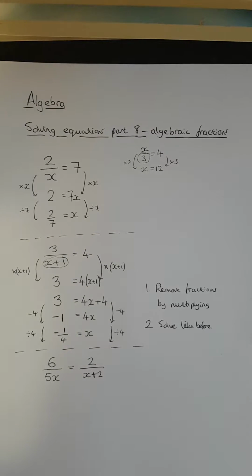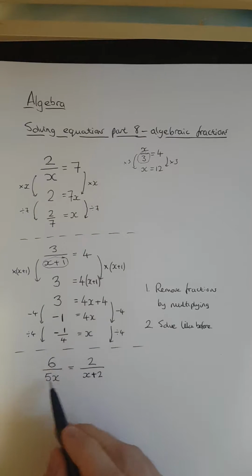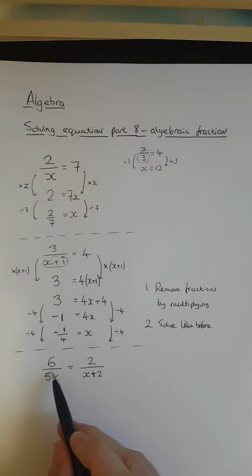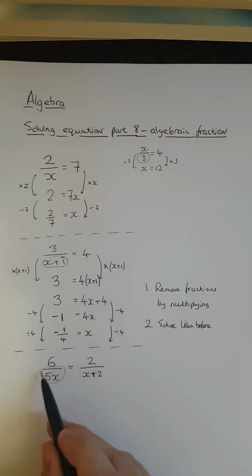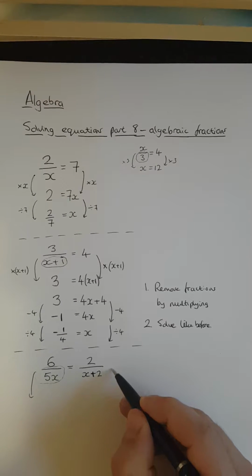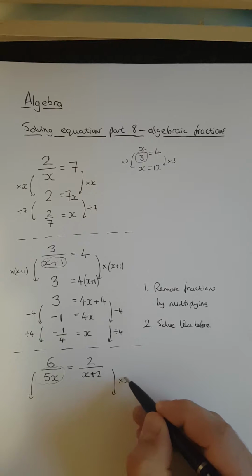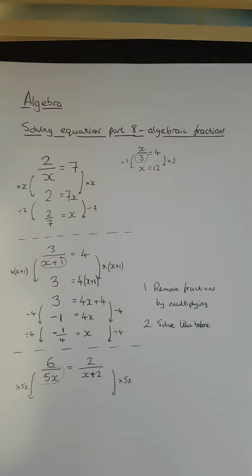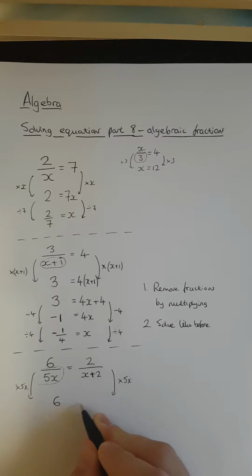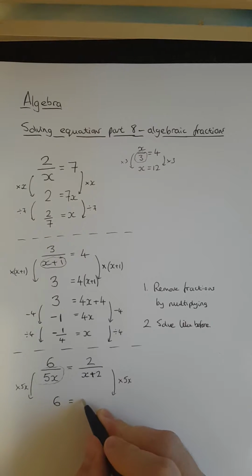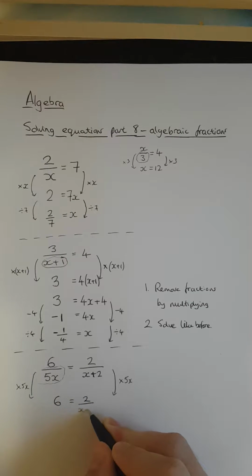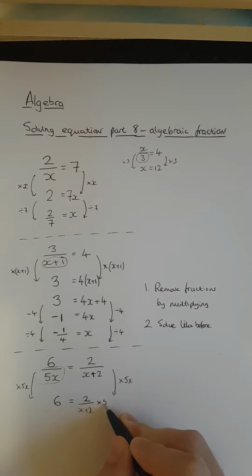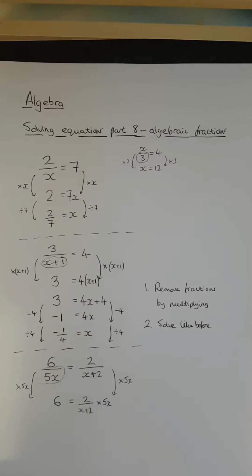So, let's take these one at a time. I'm going to deal with this side of the fraction first, this divided by 5x. So I'm going to multiply both sides by 5x. So that leaves me with 6 over here. It leaves me with 2 over x plus 2 multiplied by 5x.